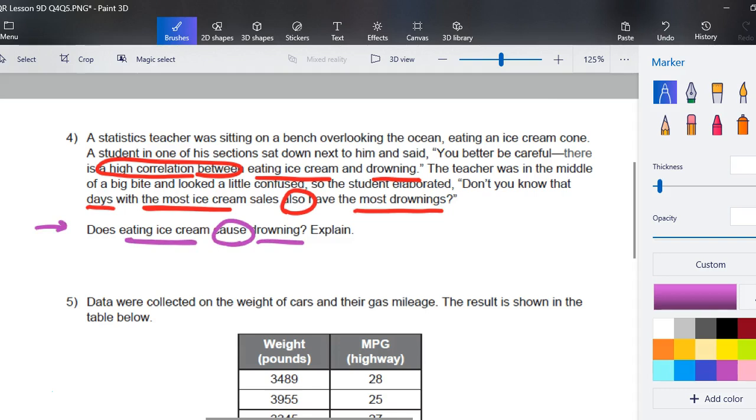Write down whatever you think, but very likely there are some outside variables, like maybe temperature. As temperature goes up, people are probably eating more ice cream. And as temperature goes up, probably more people are swimming, which can increase the likelihood of drownings. Moving on to question 5.